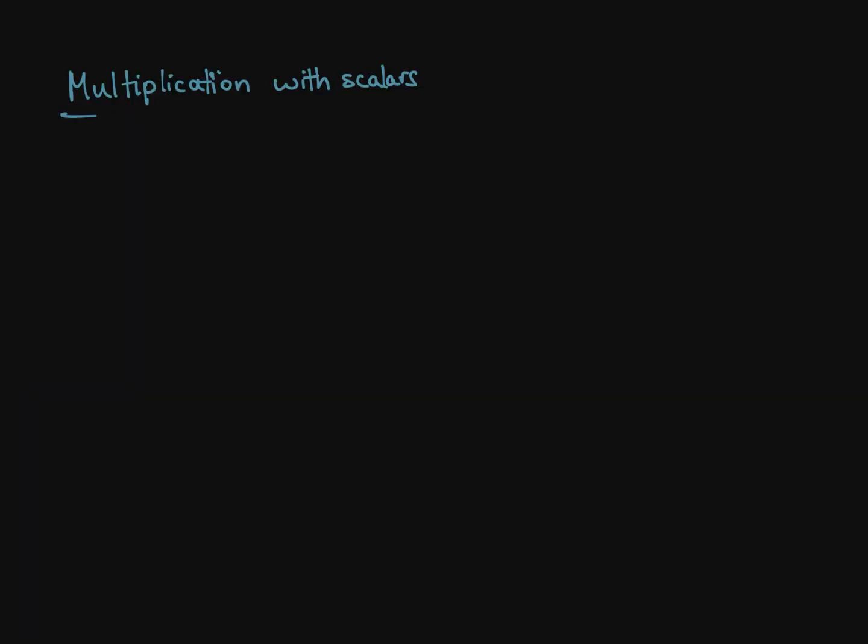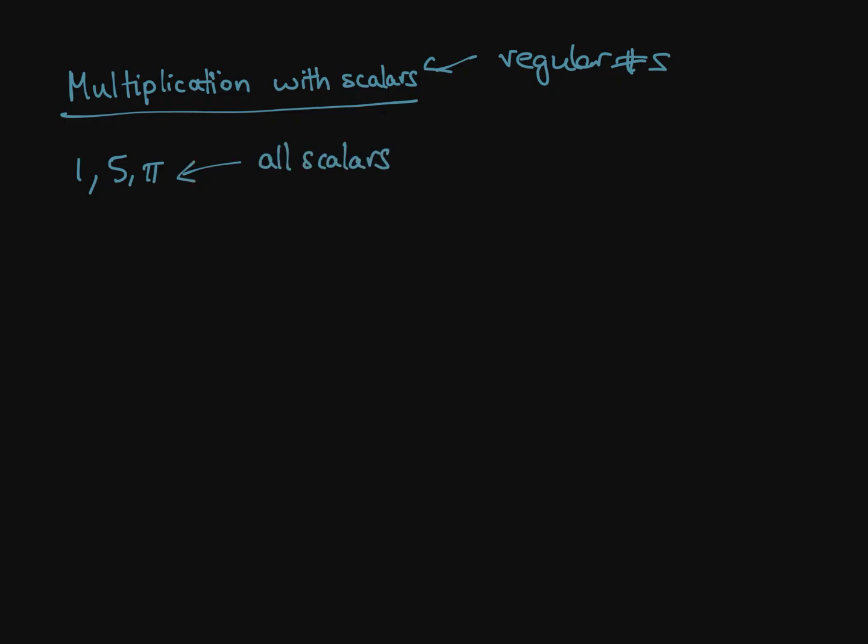The next thing we can do with vectors is multiplication with regular numbers, which we refer to as scalars. For example, the number 1 or 5 or pi would be an example of a scalar because it doesn't have any components. It's just a normal number. So let's pick a scalar, let's say 2 in this case, and let's then pick a vector, say 2, 1.